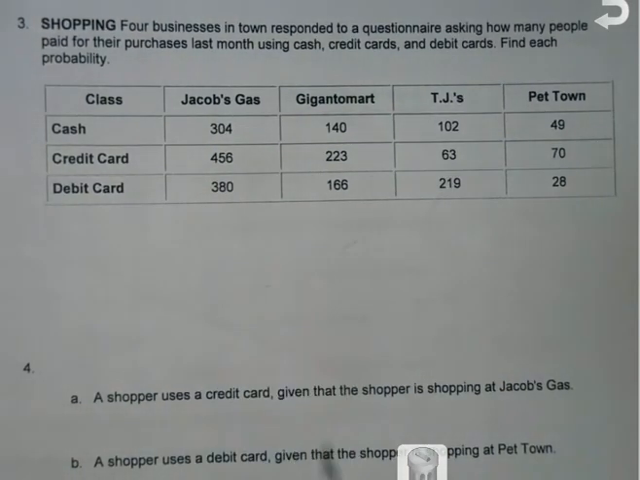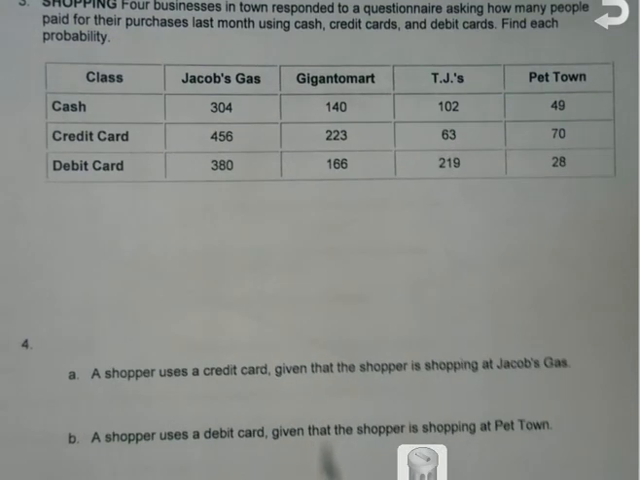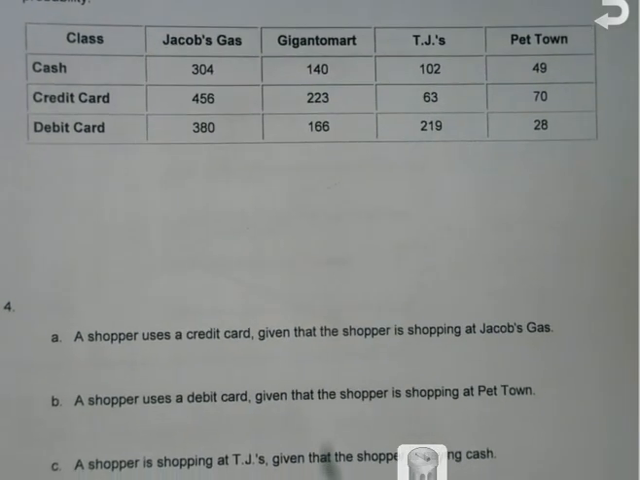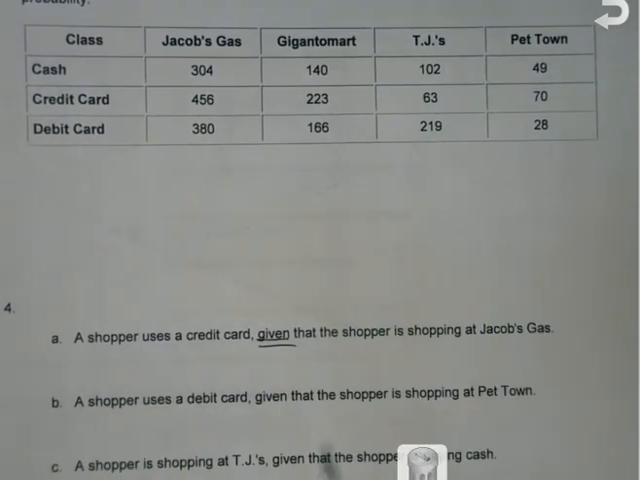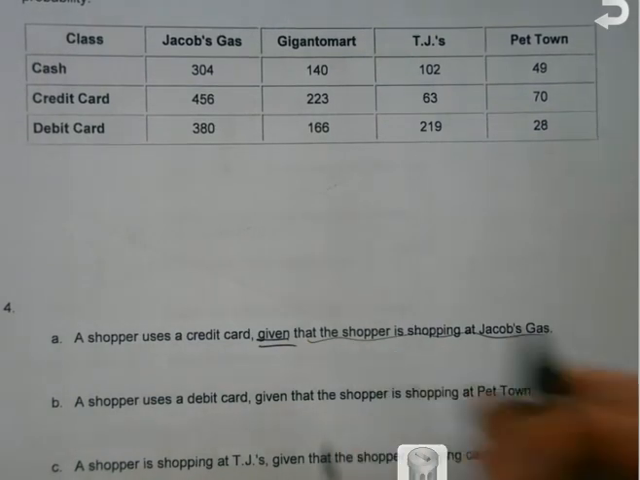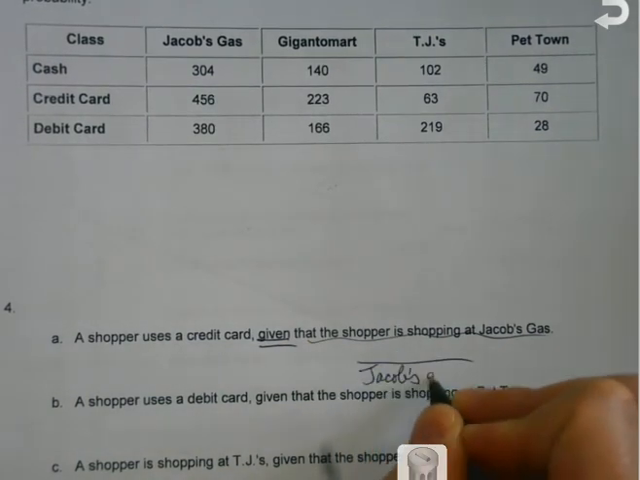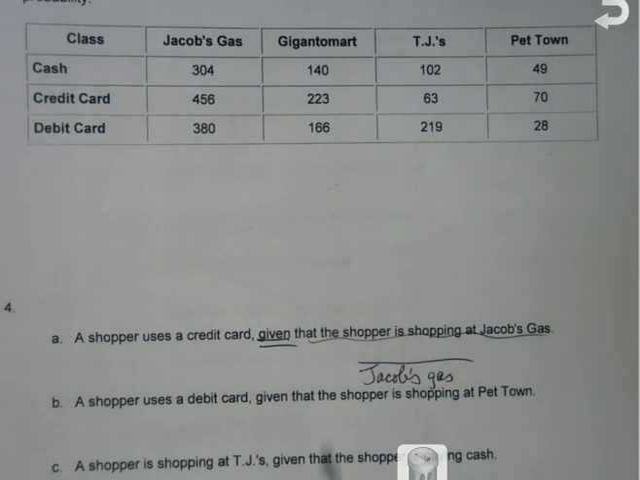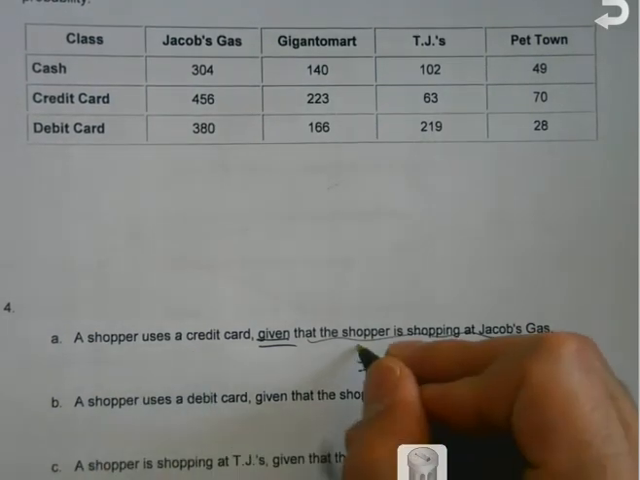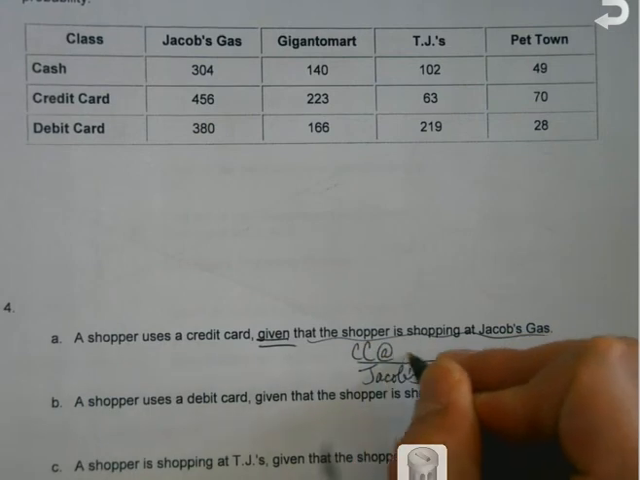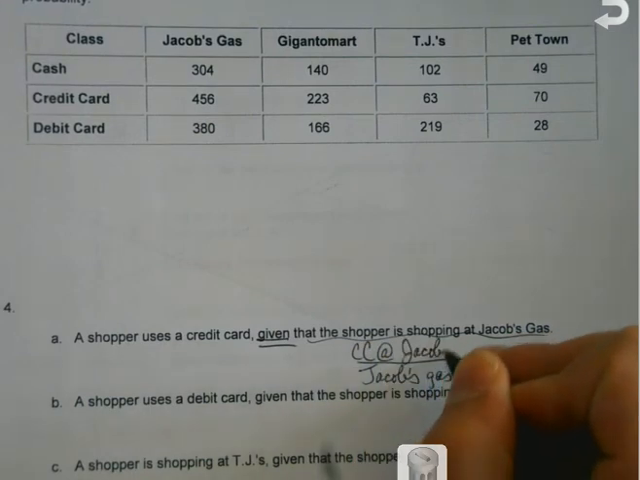So 4 businesses in town answered a questionnaire asking how many people pay for their purchases using cash, credit, or debit. Find each possibility. Okay, let's see how well I can keep this all on the screen here. Okay, a shopper uses a credit card given shopper's shopping at Jacob's Gas. Okay, so Jacob's Gas is my denominator. Numerator, uses a credit card. So credit card at Jacob's Gas.